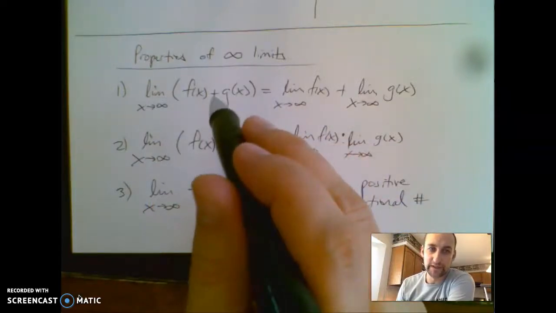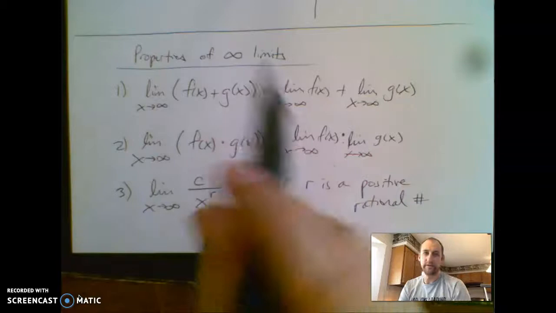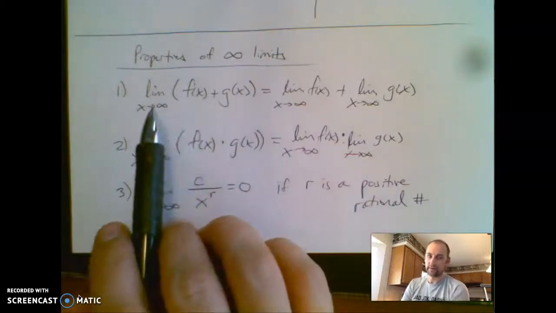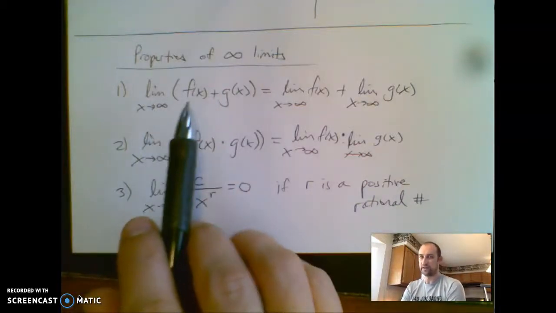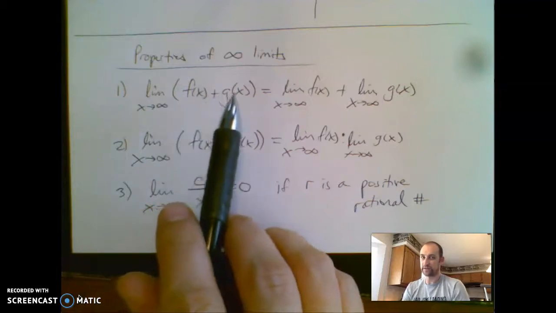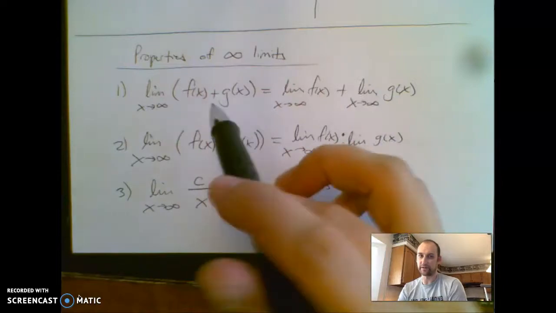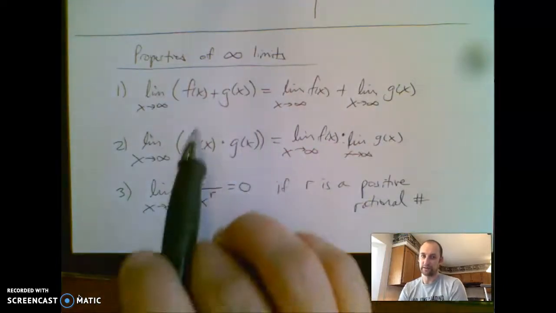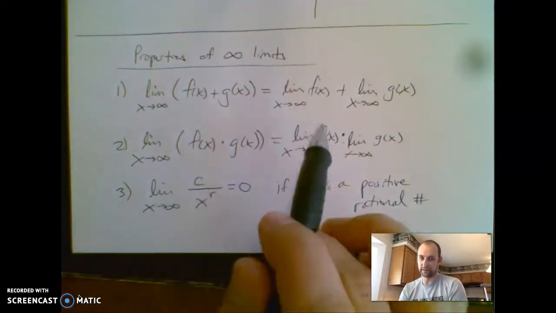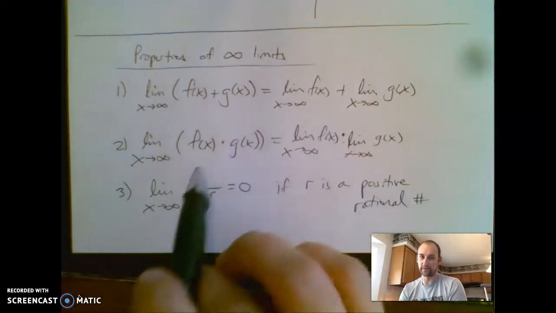There's 3 of them. The first 2 are really common sense, and that is the limit as x approaches infinity of f of x plus g of x is the same as if you did the limit of one plus the limit of the other. You're allowed to split up addition if you want. You're allowed to split up multiplication if you want into separate limits.